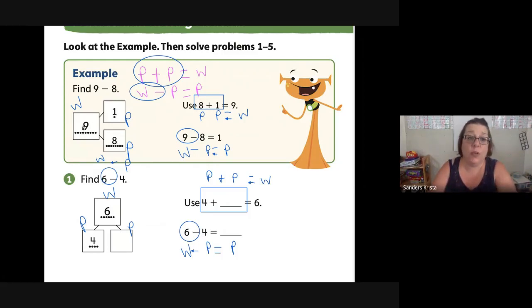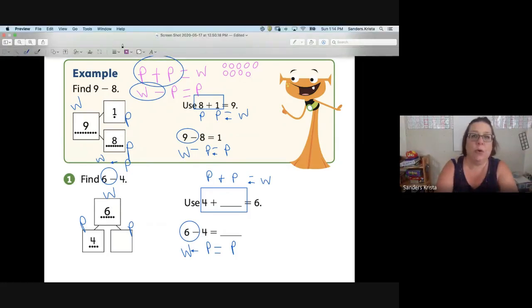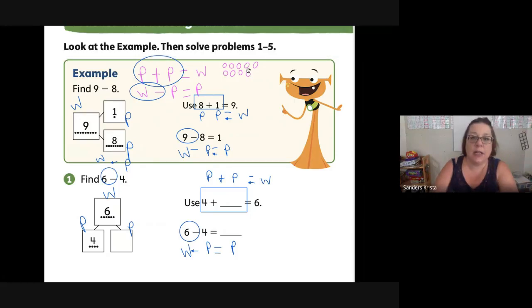Let's draw the whole. It says 9, so let's draw 9. 1, 2, 3, 4, 5, new line, 6, 7, 8, 9. So if 9 is my whole, I can circle one of the parts that I know, right? First, I'm going to put a box around that. There are 9 in that box, and 9 is my whole. We said 8 is one of the parts, so I can circle 8 dots.